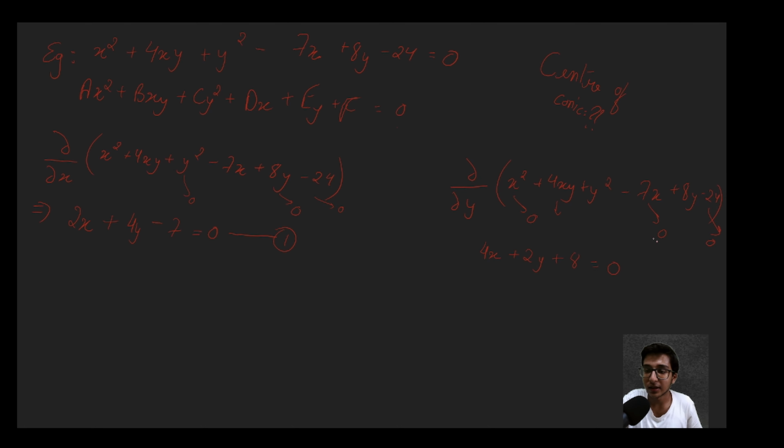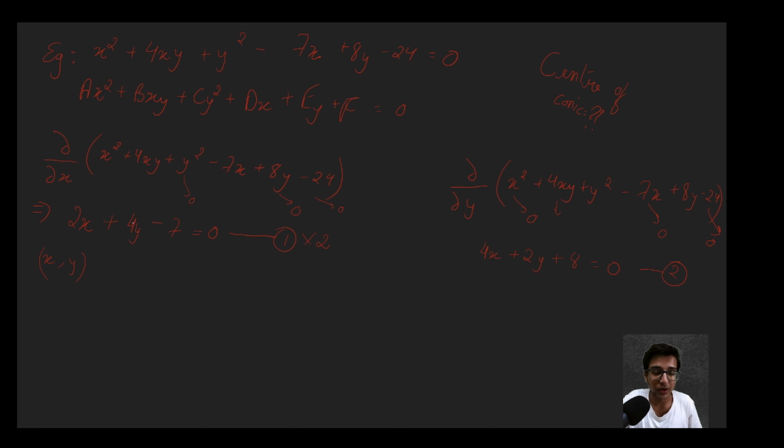This is a constant. While differentiating in terms of y, this becomes 0 as well. This is our second equation. So we've got two equations. Now again, there are two equations, two variables. You can simply find out what our x comma y would be. That would be our center. So let's try to solve it.